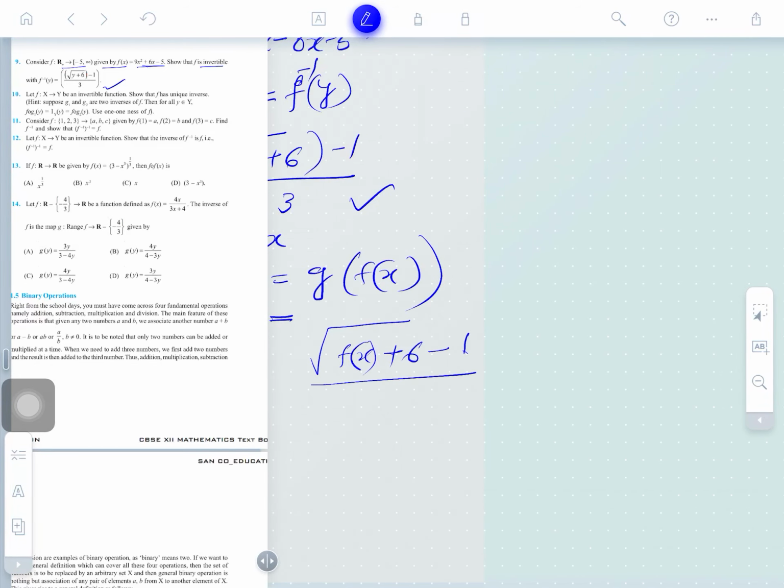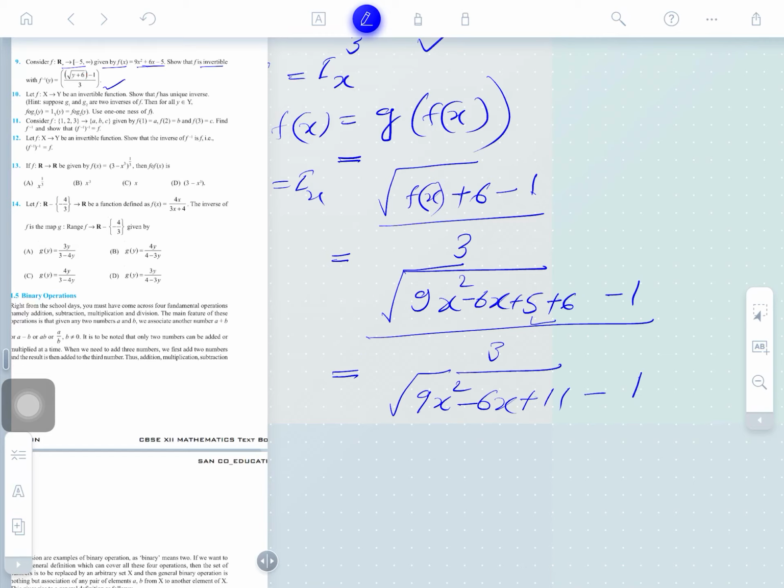Now to solve this, what is coming is 9x minus 5 plus 6, obviously 6 is there. So, let us solve. Their sum is coming here: under root, 9 minus x square minus 6x plus 11, and minus 1 also there. Okay, here this is in the bracket and divided by 3. So, can you solve this expression?